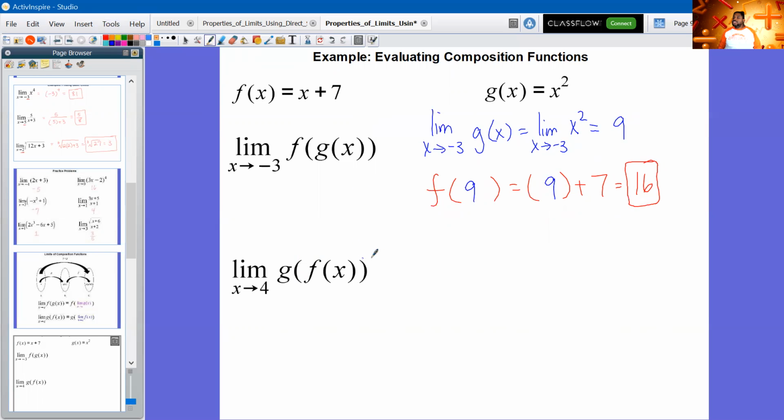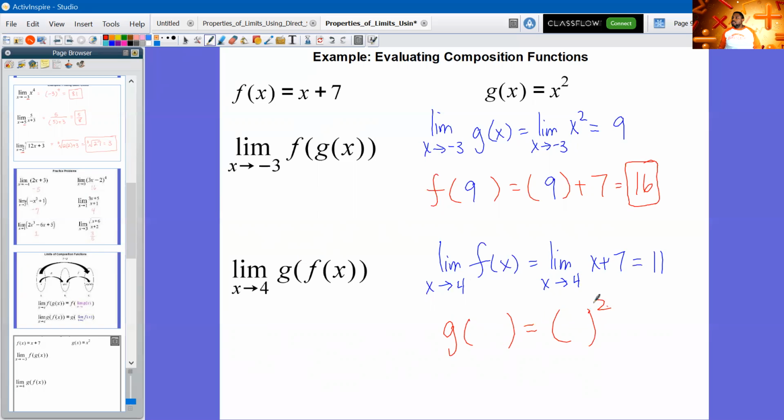For the limit of g of f of x as x approaches 4, I first evaluate the limit of f as x approaches 4. That gives me 11. And now I evaluate the function g using the limit, and that's going to give me 121 as the limit.